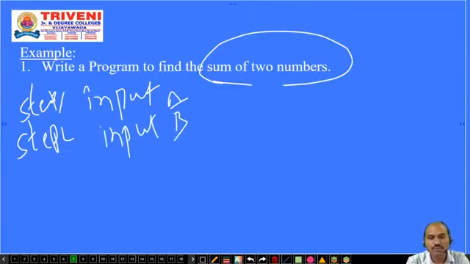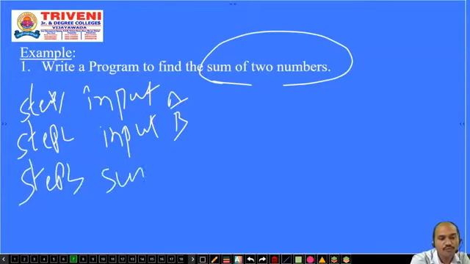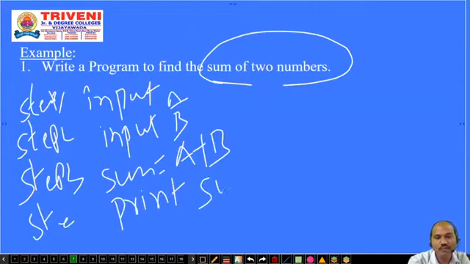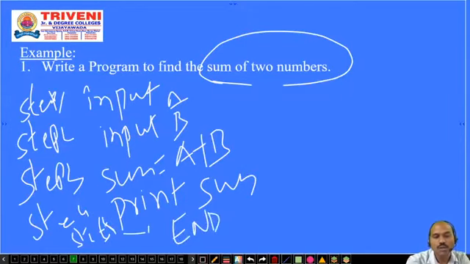And what is the third step? The third step is sum equals A plus B. The next step is to print the sum value. And finally, the last step is the end of the program. So this is the algorithm we discussed previously, and in the same way we write the program, depending upon the algorithm.